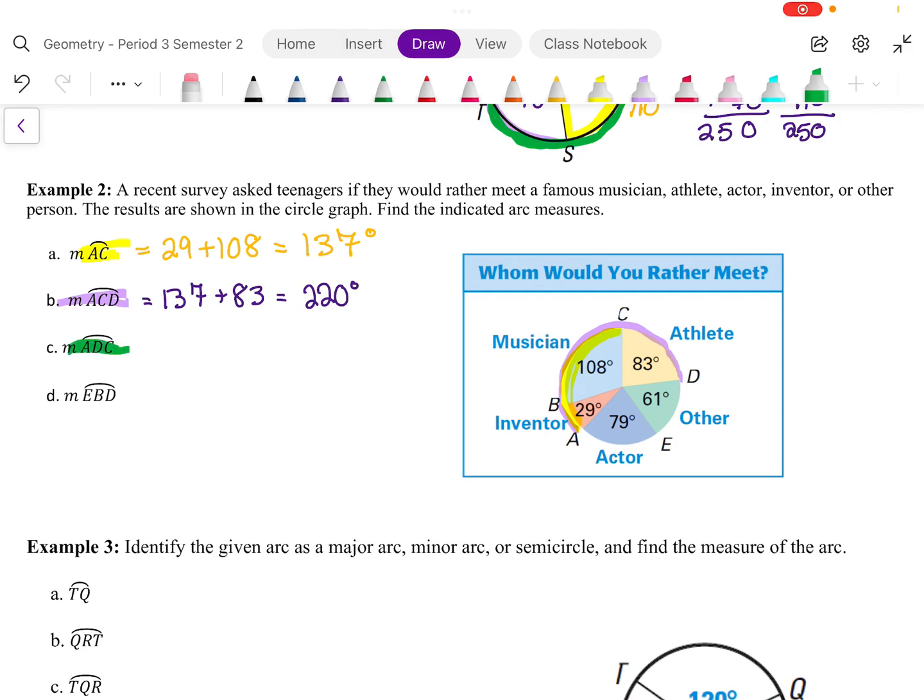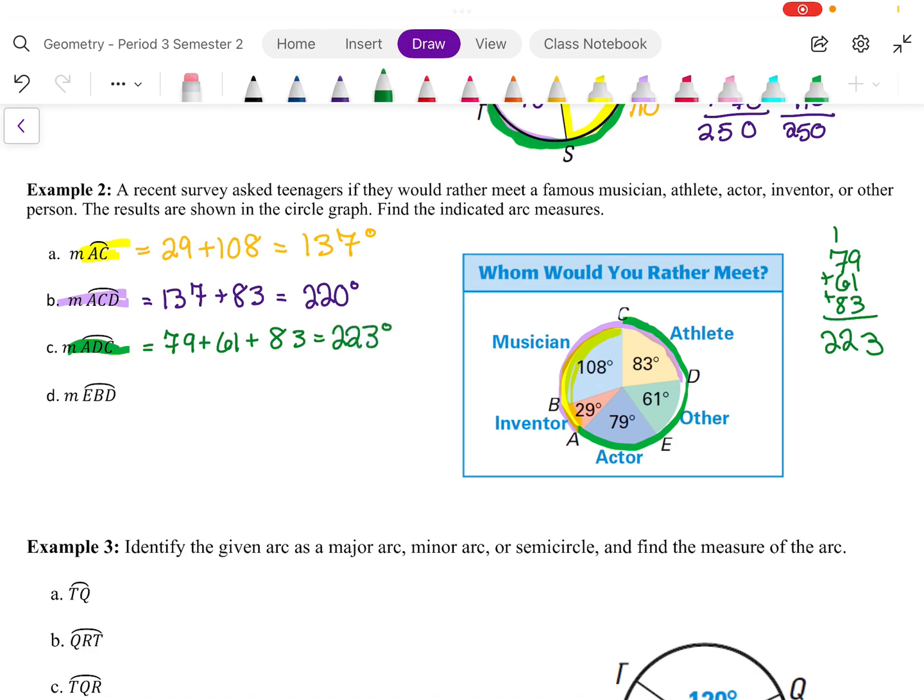And next we're looking at ADC. So this time we're going the opposite direction. And there's a few different ways you can do this. If we continue with what we've previously done, we're just going to add up all of the arcs that we have already got. So 79 plus 61 plus 83, that's 140, 223. So we would get 223 degrees for our third answer.